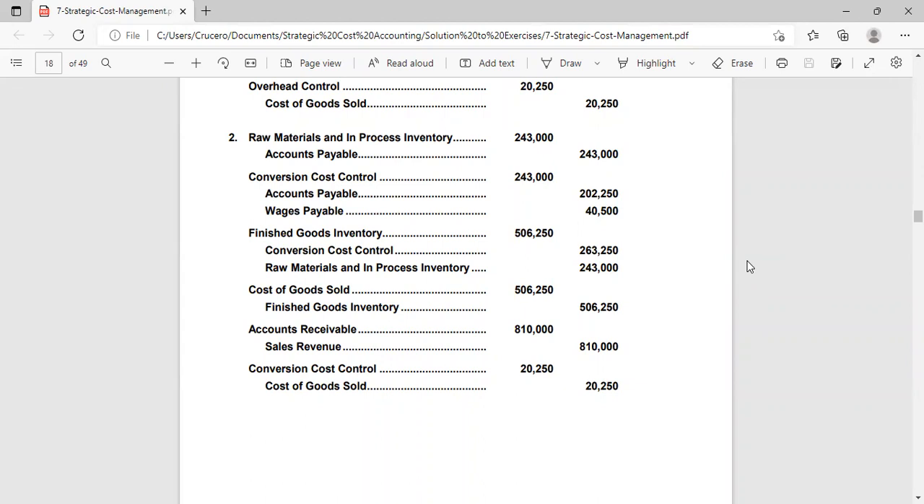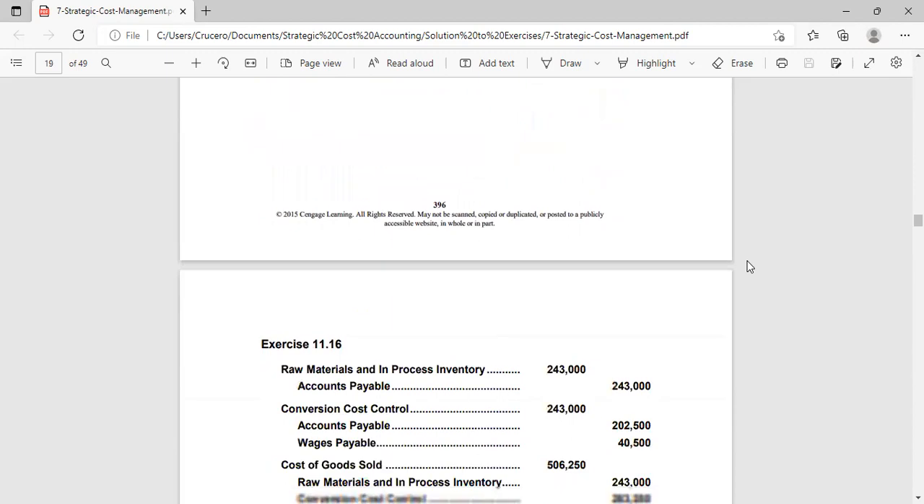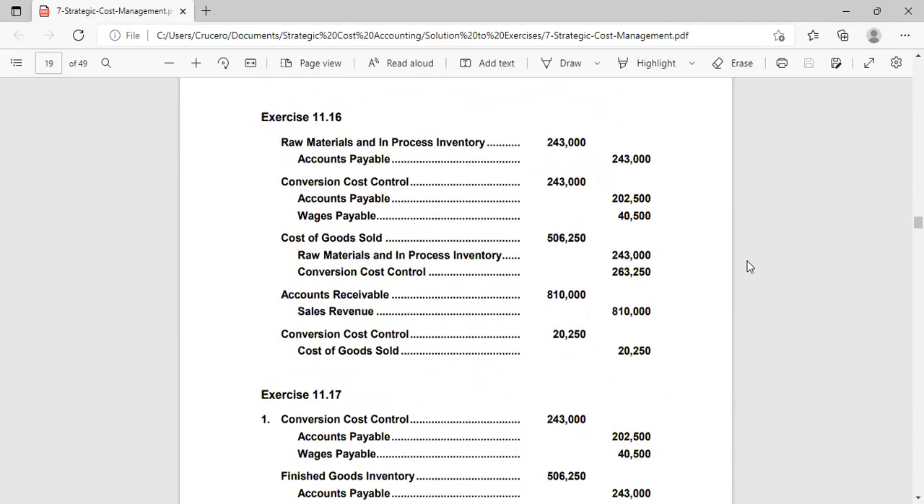We now debit cost of goods sold 506,250 and credit back finished goods inventory. Debit accounts receivable for the sales and credit sales revenue. Now we record the variance, debiting conversion cost control and crediting cost of goods sold. Now that's for requirement number 2.